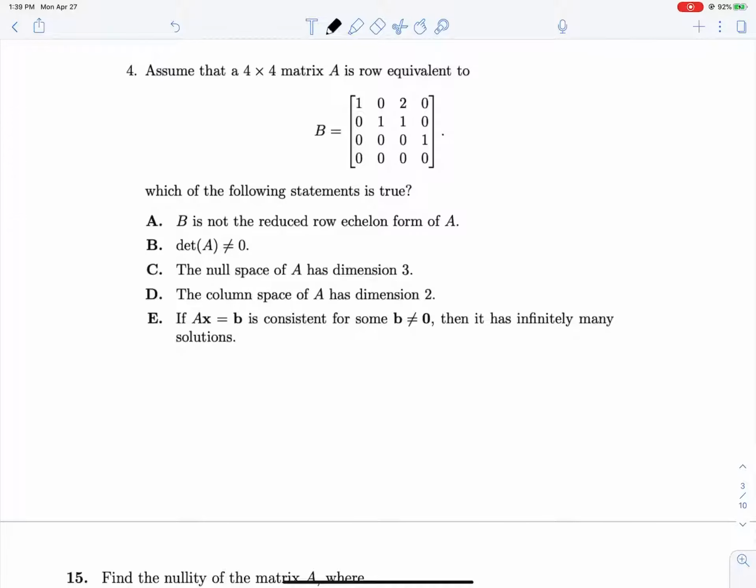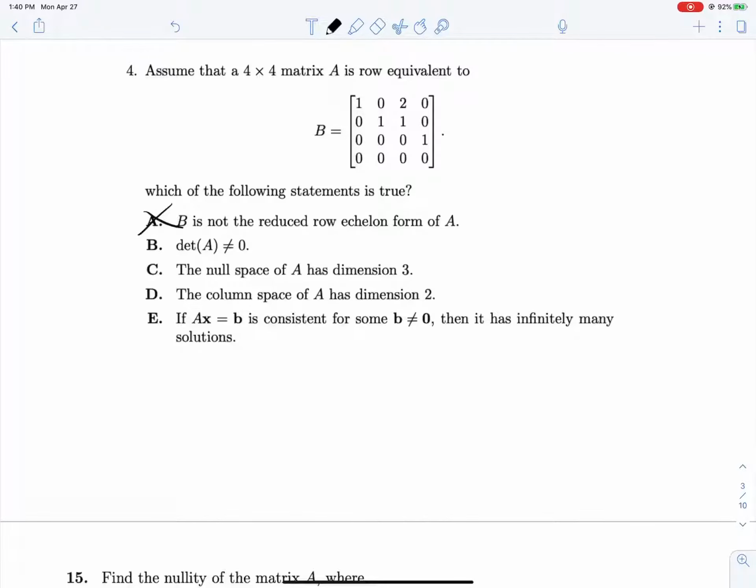Assume that a 4x4 matrix A is row equivalent to this thing here. Which of the following statements is true? Okay, so is B in row reduced echelon form? Well, we see a stair-step pattern of pivot positions, which is awesome, and we see that every position above a pivot position is 0, so that's good. And then finally, all of our pivot positions are reduced to 1s. So yeah, no, we're in reduced echelon form, so this is false.